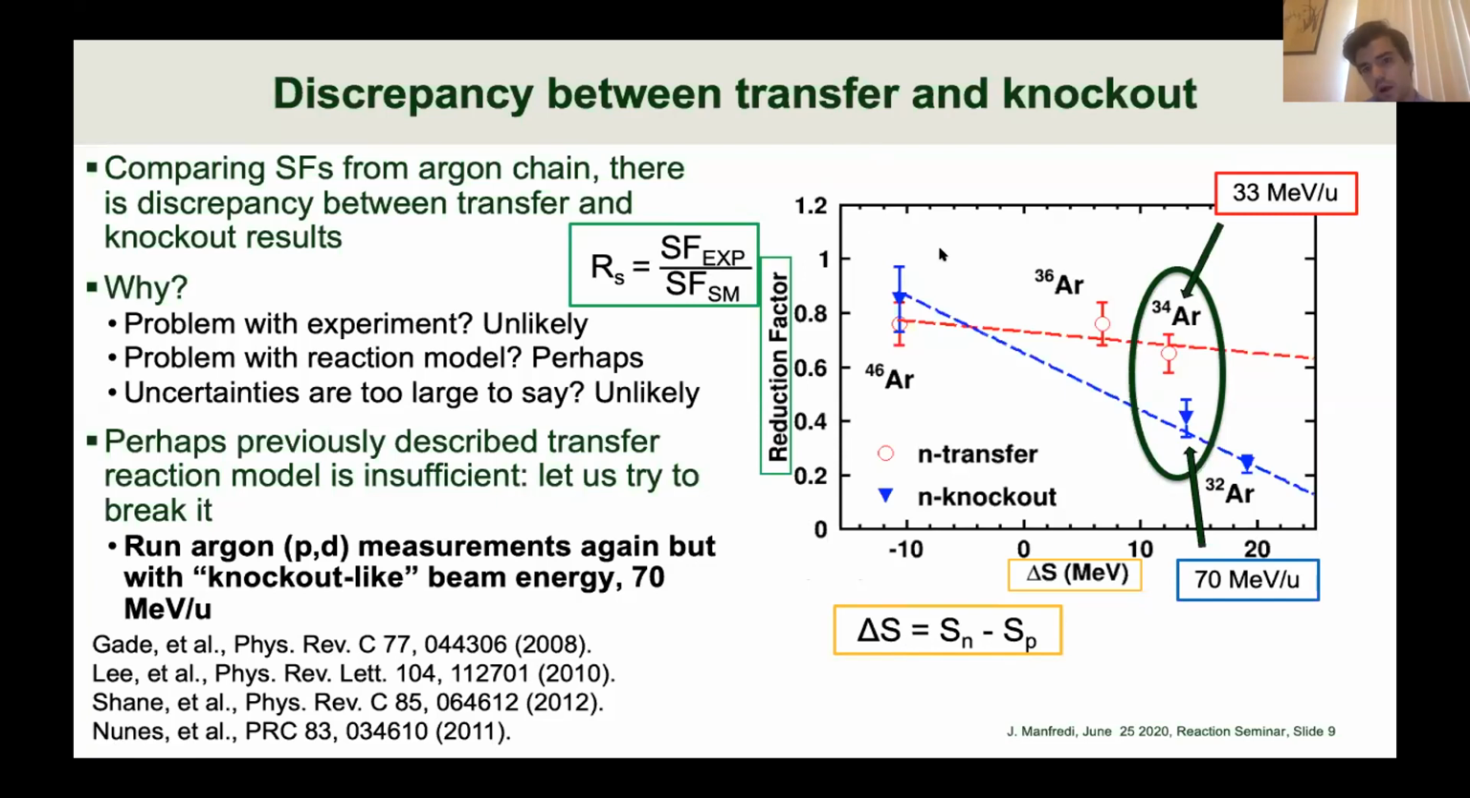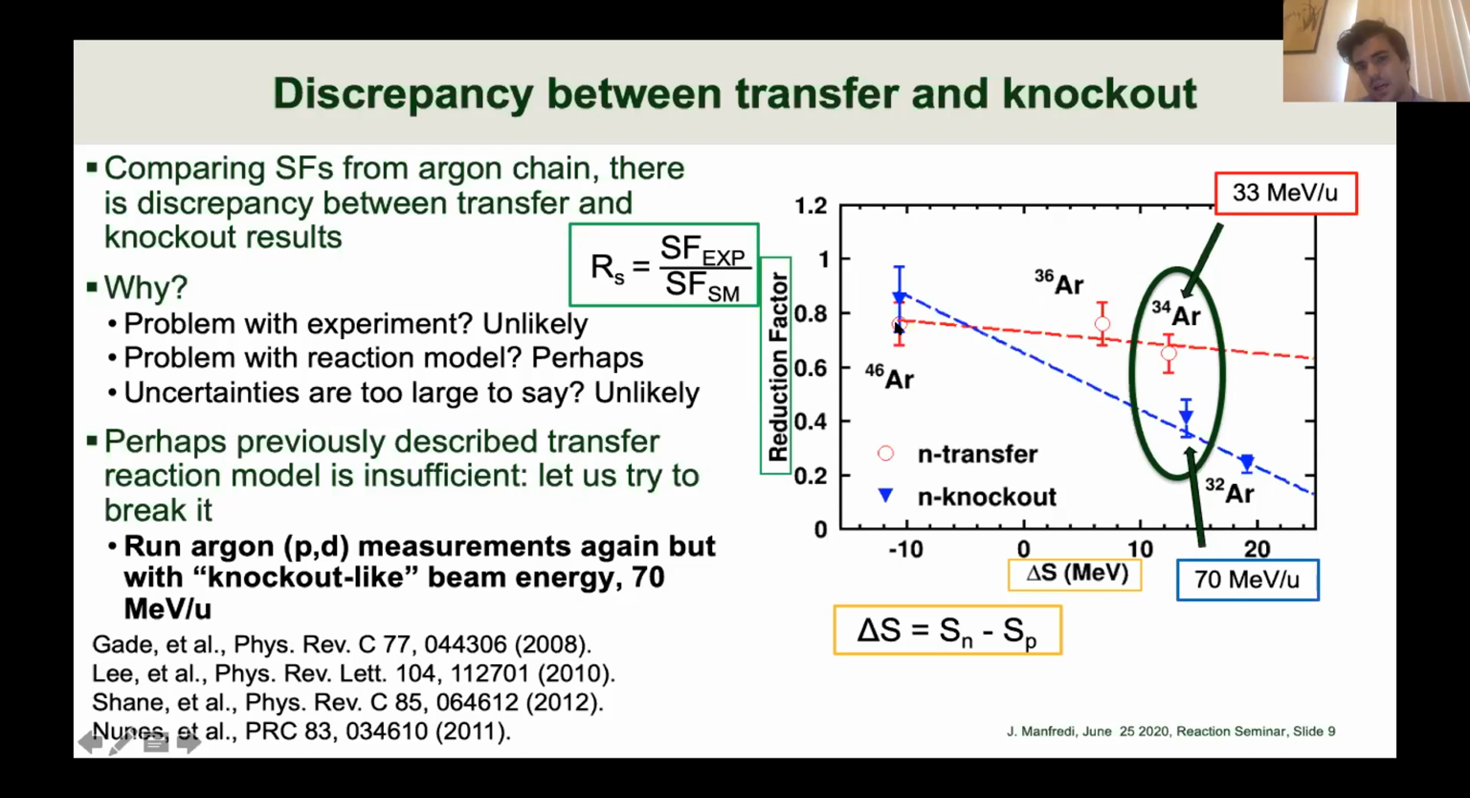In blue is the knockout data on argon isotopes. I mentioned the argon-32 measurement earlier. There's also a few other argon-46 and argon-34 measurements for neutron knockout done by the same group at the NSCL that did the argon-32. And in red are the argon transfer measurements I mentioned on the previous slide. These are the measurements that were done by the group that did this publication, so the older measurements in between are cut out.